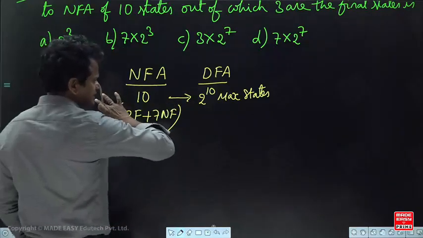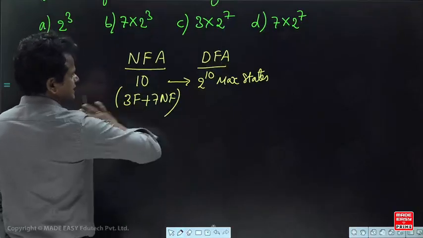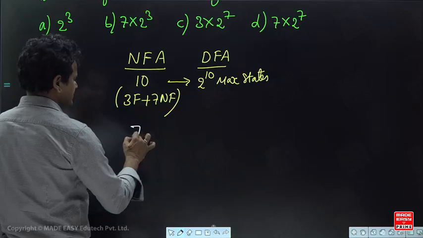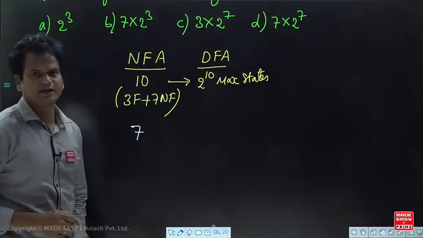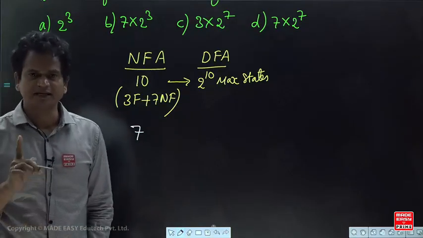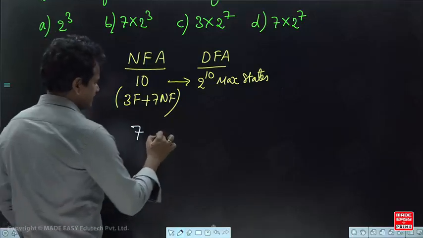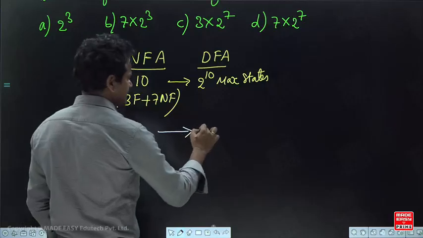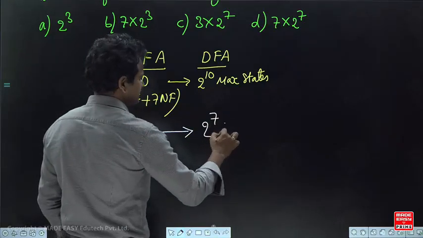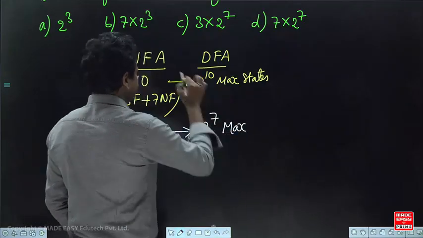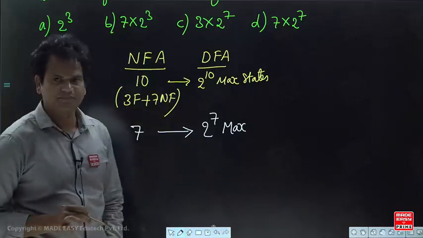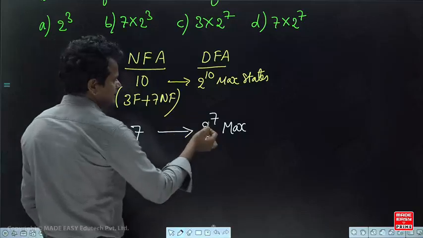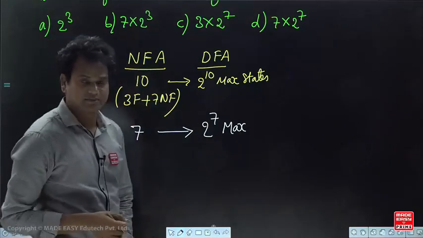So guys, just forget about this data. Suppose I am giving a different NFA. Suppose there are 7 states in the NFA. Are you following? If there are 7 states in the NFA, if I convert this into a DFA, how many maximum states will I get? 2 power 7 maximum. If the NFA has 7 states, I will get 2 power 7 maximum.